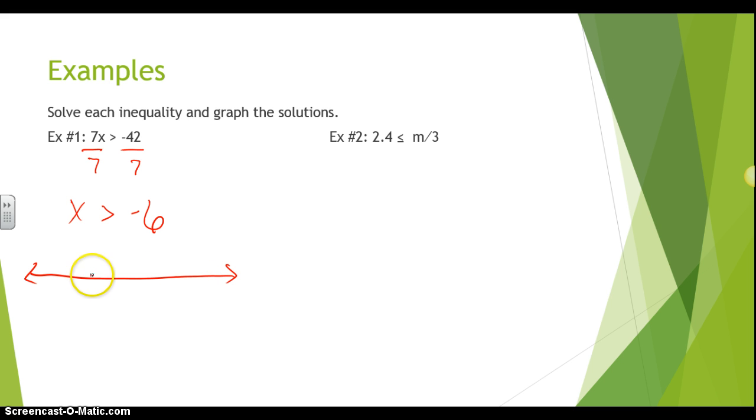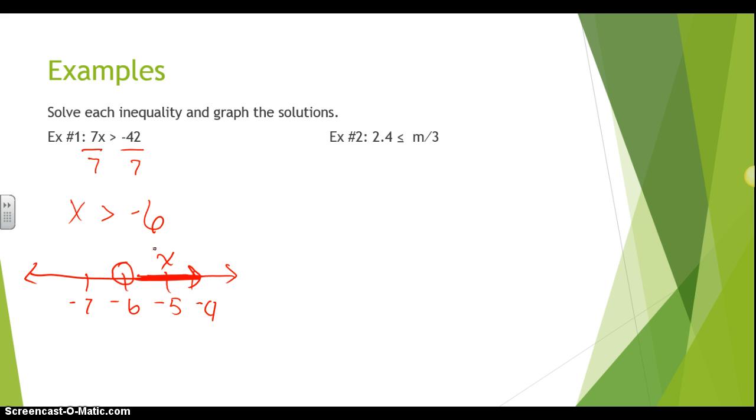So it's going to be an open circle at negative 6. X is greater than, so my variable x is going to be everything shaded to the right. I can label that x.